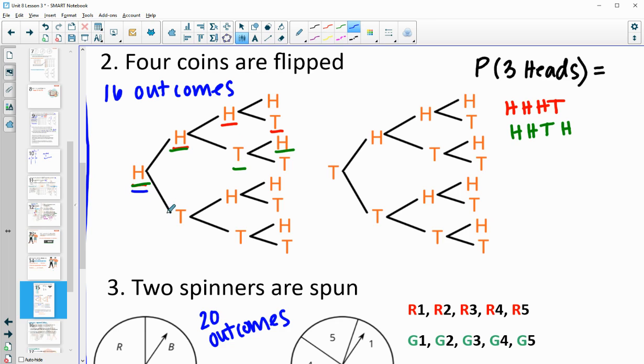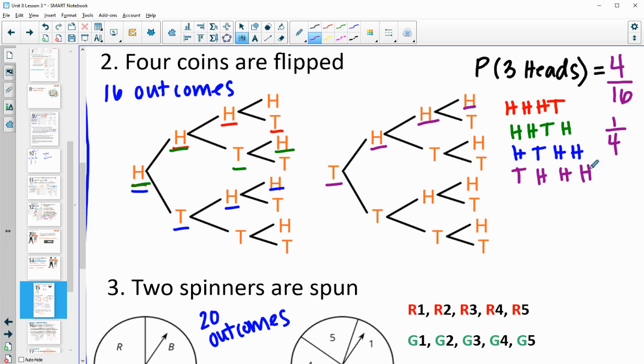Could have flipped a heads first. So that's 1 head, then tail, and then 2 more heads. So heads, tail, heads, heads. So then the last option would be that I flipped a tails on the first, and then I did heads on the next 3. So tails, heads, heads, heads. So that means that 3 heads happened 4 out of the 16 times, or 1/4 simplified.